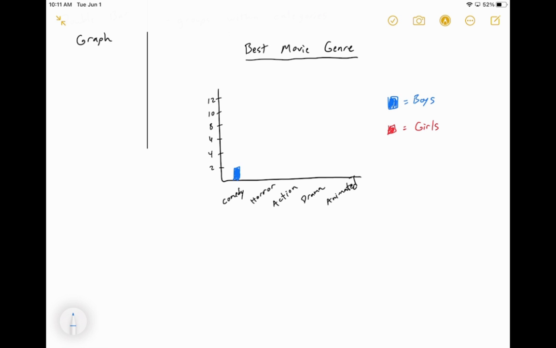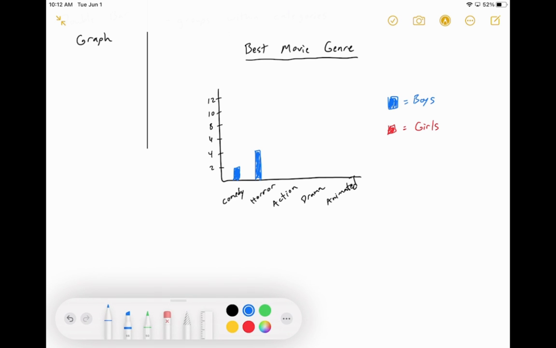All right. For horror, let's see, we had a total of 5, 6, 7. So we'll just kind of even that out. We'll just say for horror that 4 boys liked horror. And that means 3 girls also liked horror.